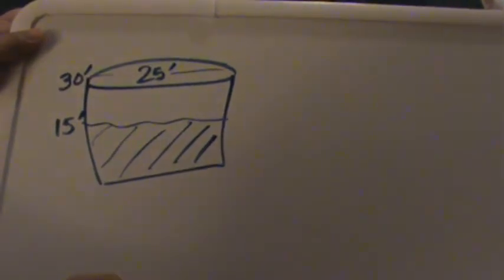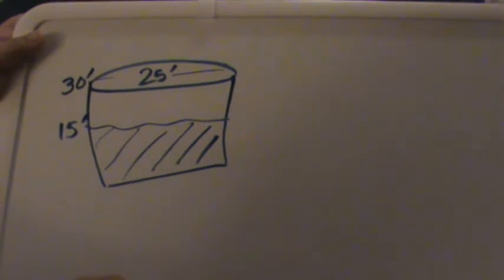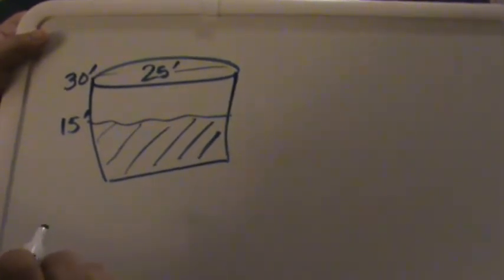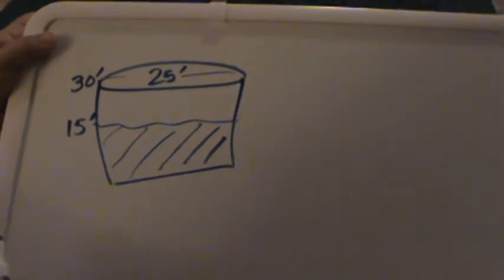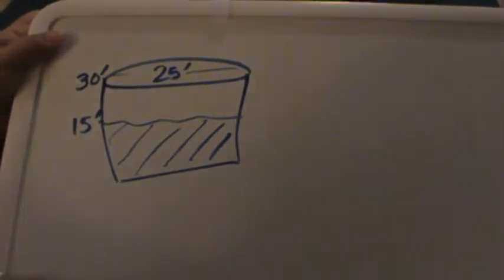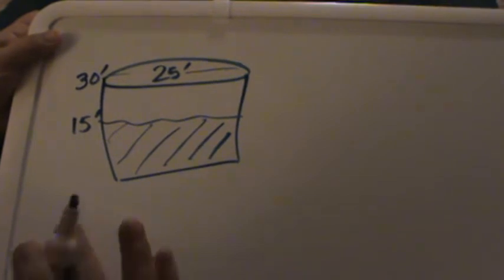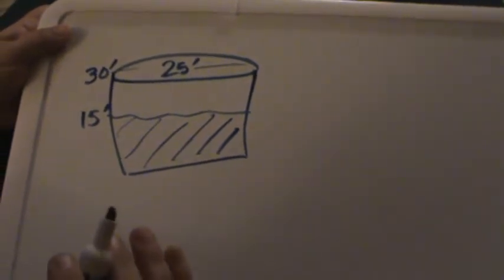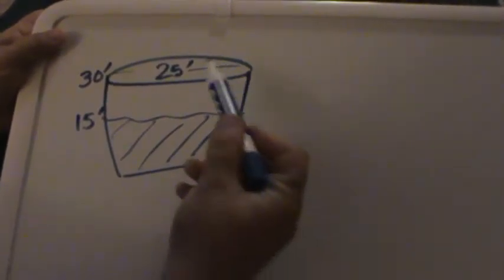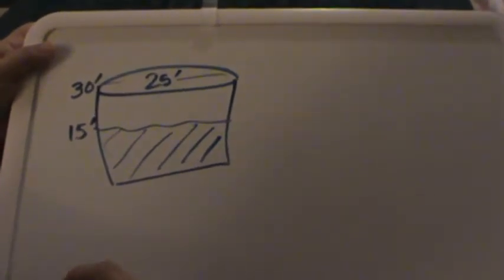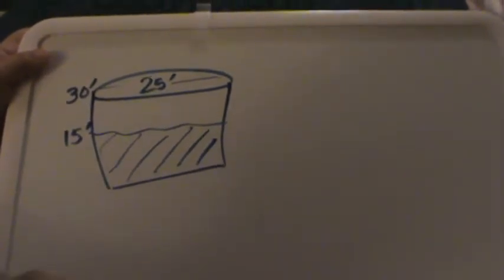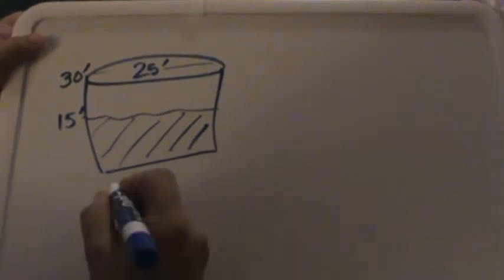So we know that we're going to now calculate the volume of just this portion down here. In order to calculate the volume of a cylindrical tank, or a round reservoir in this case, we have to use a different formula. It's not simply the length times the width times the depth, because obviously we only have two measurements to go by.